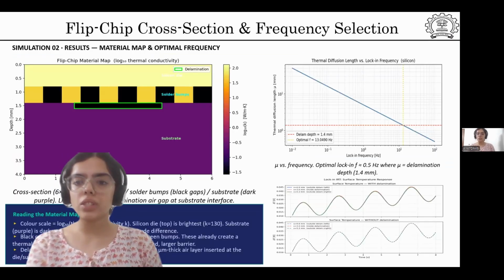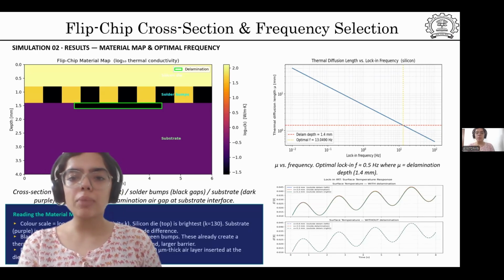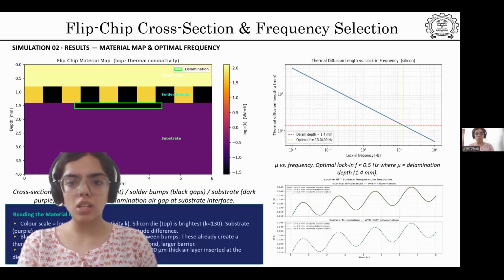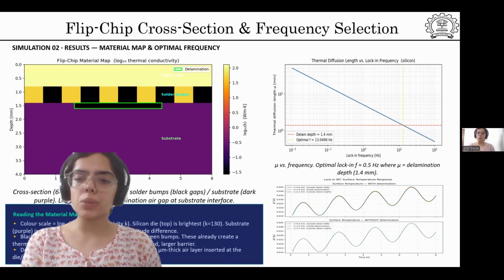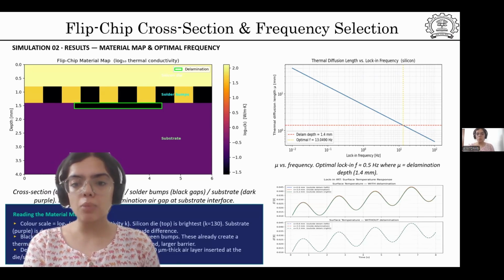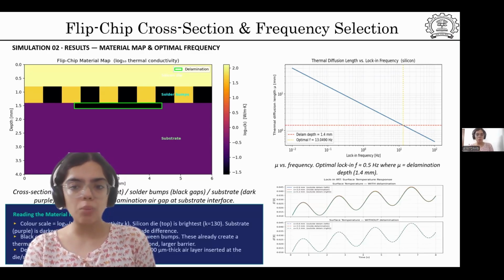Going through the results of the simulation. On the left is the material map of the flip chip cross section. The color scale is log base 10 of thermal conductivity. Silicon at the top is the brightest, K equals 130. The PCB substrate at the bottom is the darkest purple, K equals 0.3.